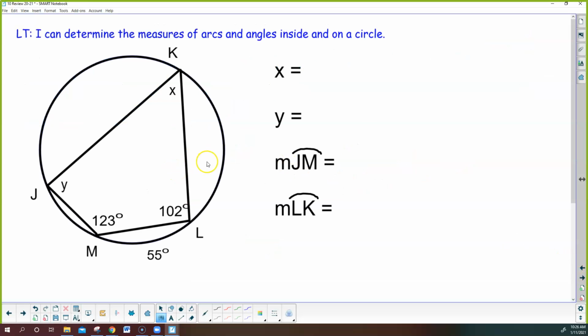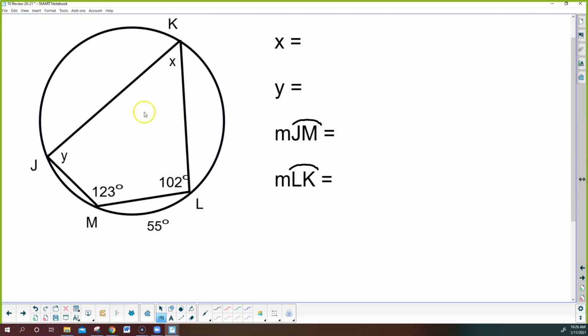I would like you guys to try this one. It's up to you if you want to actually go ahead and draw this out, but I want you to find the value of x, y, arc JM, and arc LK, and I'll give you a couple minutes to work on this. No, you don't have to send it to me. Somebody just asked, are we supposed to send it to you? No, I just want to give you a chance to practice it.